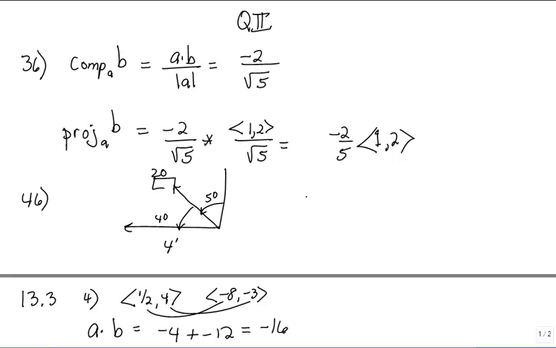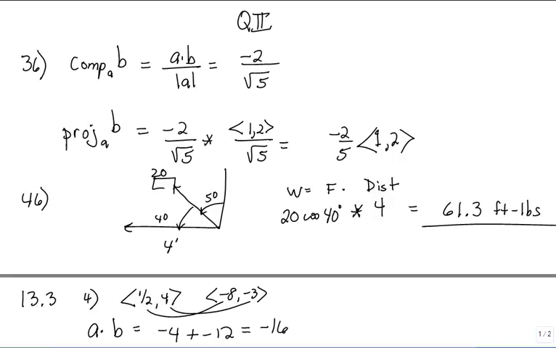So the work is the force times the distance. But the distance is 4. The force is just going to be 20. That's the magnitude. Cosine theta, which is cosine of 40 degrees. That's the angle. So if you do that on your calculator, it's going to be 61.3 foot-pounds. Alright, so it's easy to do application problems when you have vectors.